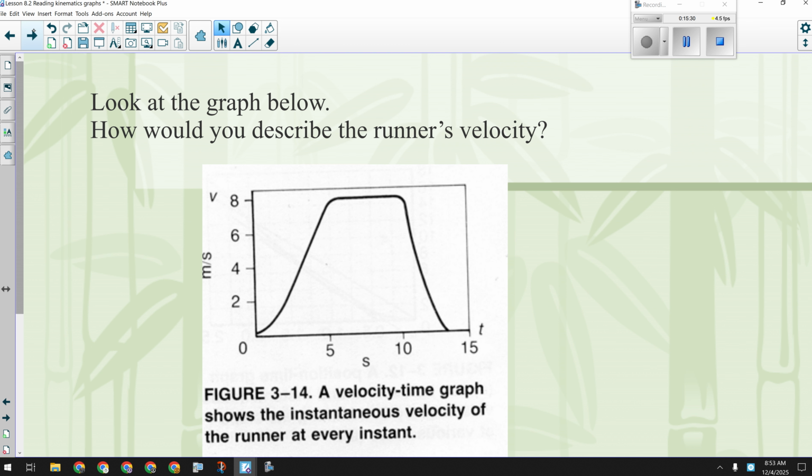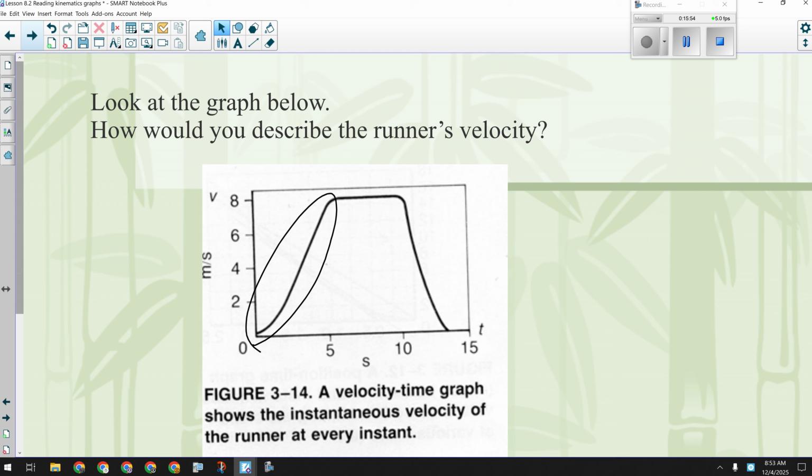Okay, what's going on in this graph? So this is a runner, right? What's the runner doing in that part of the graph? Emma, what's it doing? Accelerating. It's accelerating, velocity's going up, getting faster. Okay, that's what you do at the start of a race.